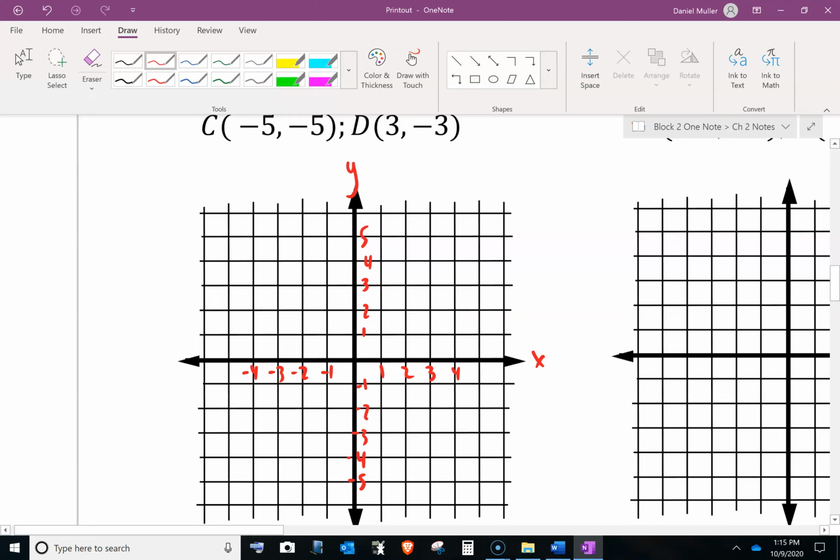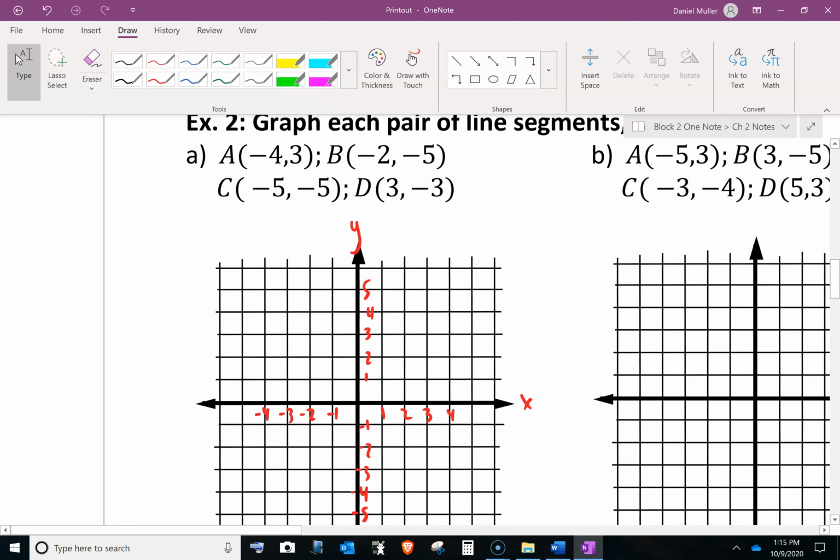And so we're going to deal with some x direction and some y direction. And the first one is x, the second one is y. So for A here, it tells us to go -4. That's going to be left by 4 because it's negative. So here, and then up 3. So that's going to be our A. And our B is left 2, down 5.